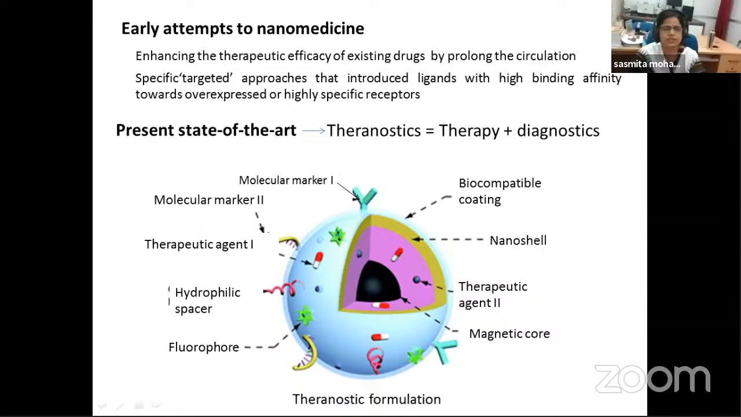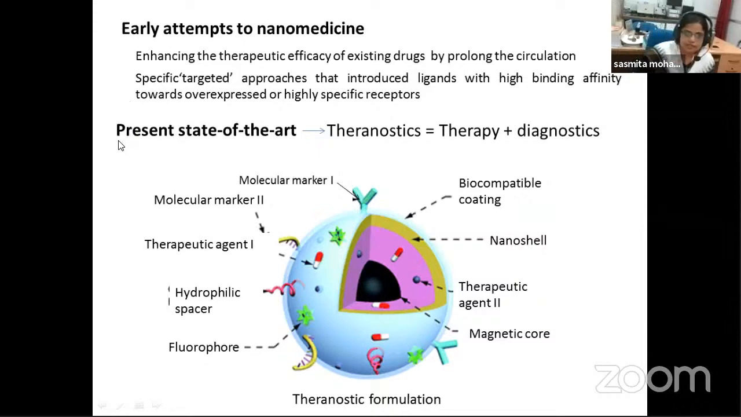Next is specific targeted approaches, that is site specific delivery of the drug, because in the conventional way, the drugs we take are distributed throughout the body, and in that case some side effects are observed. But in a specific approach, we can introduce a ligand with high binding affinity towards overexpressed or highly specific receptors. That means we can encourage site specific delivery of the drug in order to reduce the side effects.